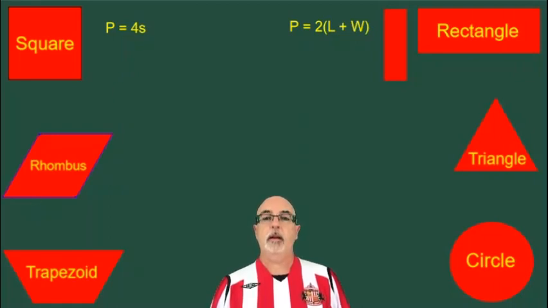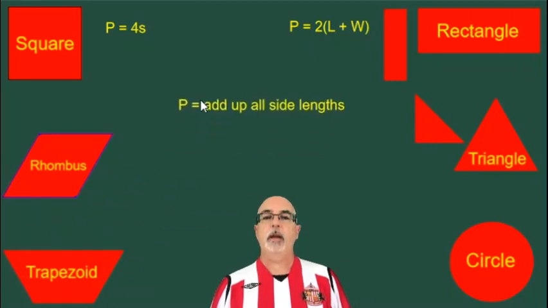Now we get to the triangle. You can see there's more than one type of triangle as well. I have an equilateral triangle here, but I also have a right triangle, and there are others. Now there's no formula for the perimeter of a triangle. We have to add up all the sides.